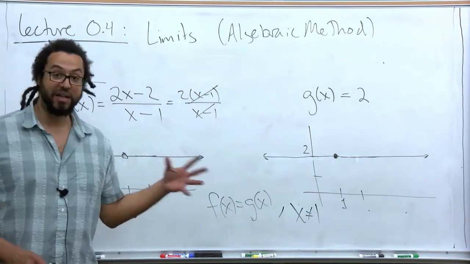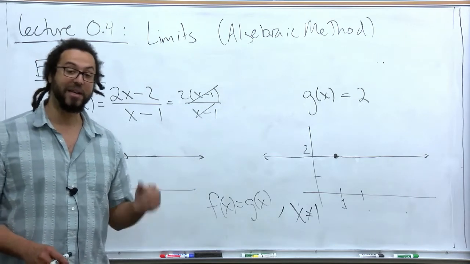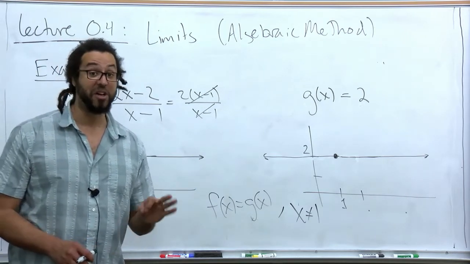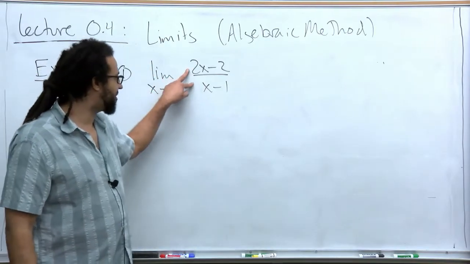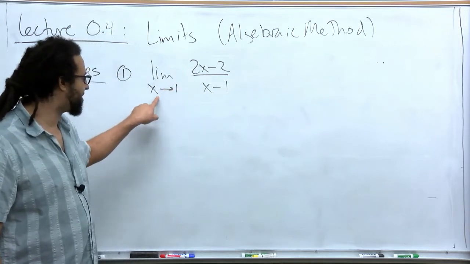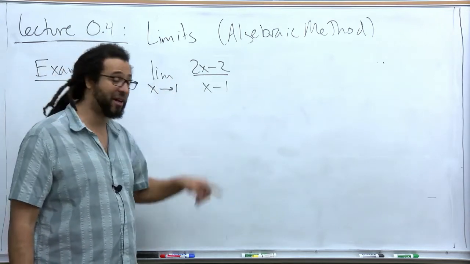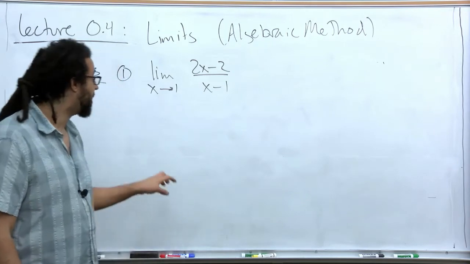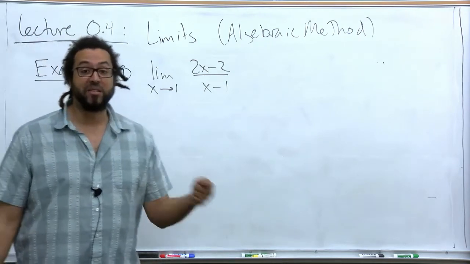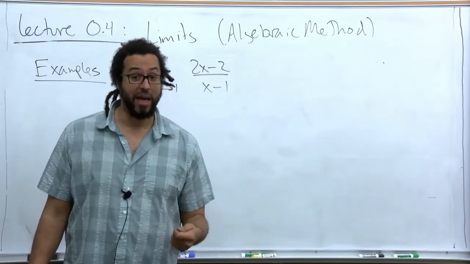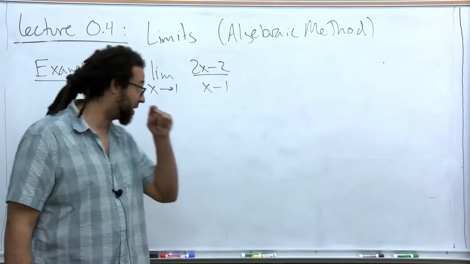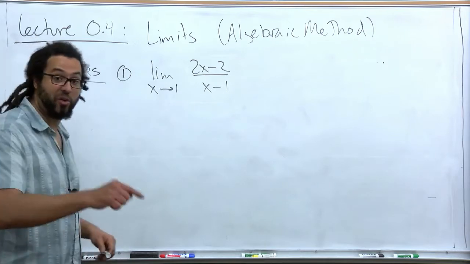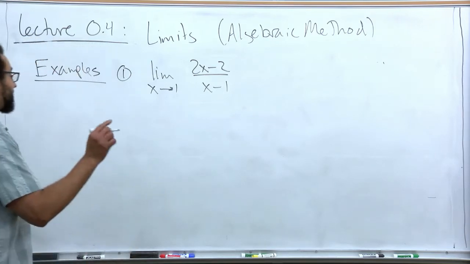Okay, now let's look at an example of how to apply that previous limit theorem, the fundamental limit law. Here's the example that we just looked at. We want the limit as x approaches 1 of 2x minus 2 over x minus 1. Again, it'd be nice if we could just plug in the number, but we can't. So we need to try to rewrite this function in such a way that we can plug in the number. So we want to use that fundamental limit law. Here's how I'm going to use that.